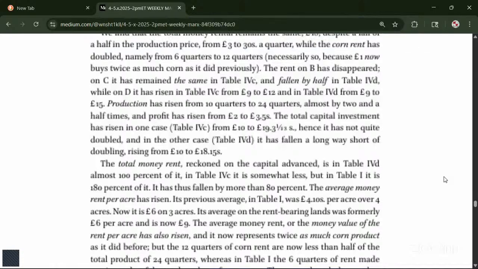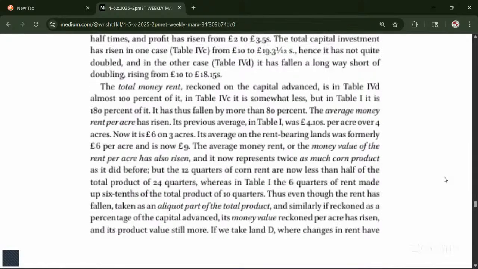So the point is, the total money rent reckoned on the capital advanced, as in table 4D, is almost 100% of it, in table 4C is somewhat less, but in table 1 it is 180% of it. It has thus fallen by more than 80%. The average money rent per acre has risen. Its previous average in table 1 was 4 pounds 10 shillings per acre over 4 acres. It is now 6 pounds on 3 acres. Its average on the rent-bearing lands was formerly 6 pounds per acre and is now 9 pounds.